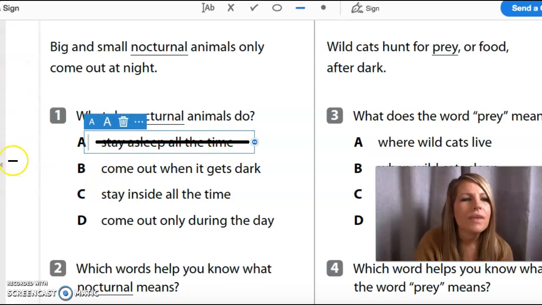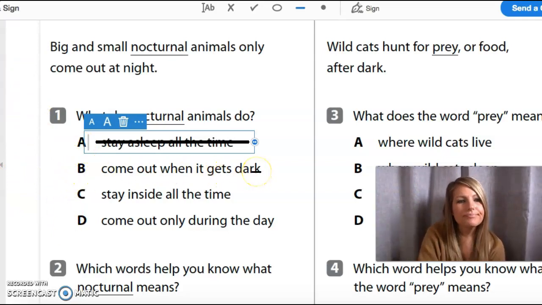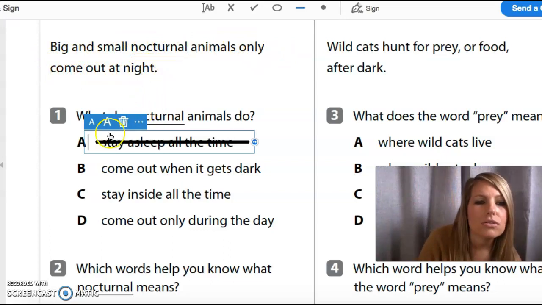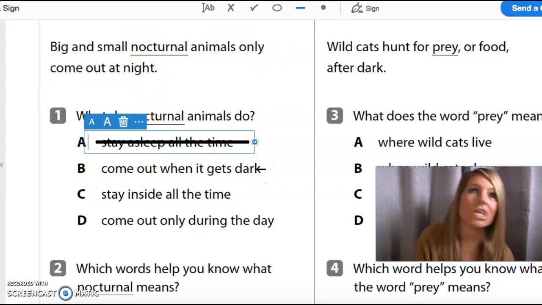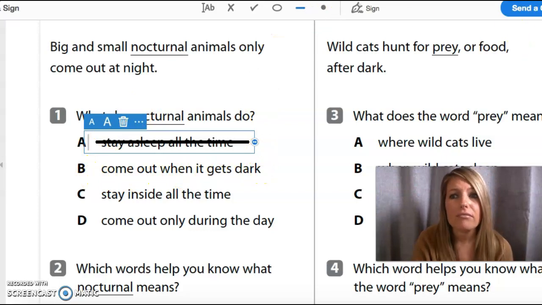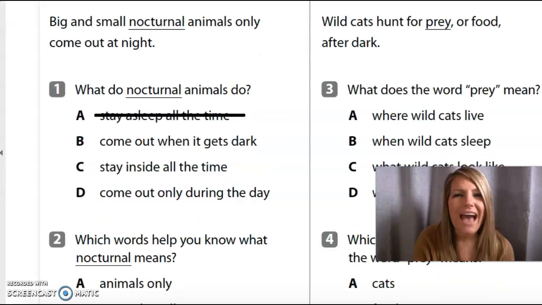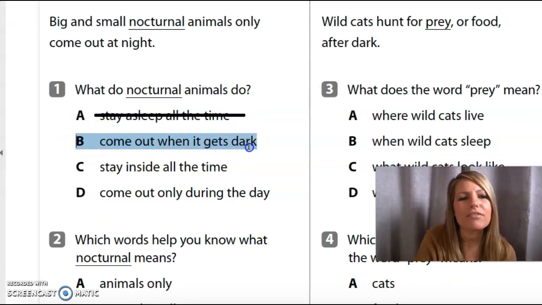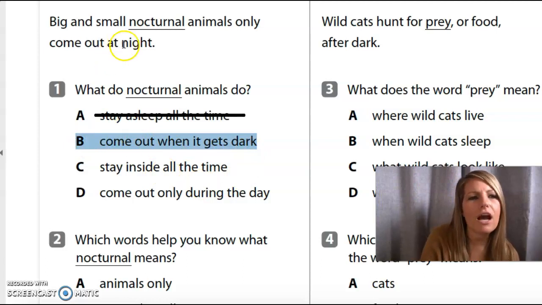Let's check B. What do nocturnal animals do? Do they come out when it gets dark? Let's go back into the text. Big and small nocturnal animals only come out at night. Do they come out when it gets dark? Well, is it dark at night? Yeah, definitely. So that seems to make sense to me so far. I'm going to go ahead and highlight this and see if there's anything better. Okay, if they come out at night, then that probably means they come out when it gets dark. That makes sense to me.